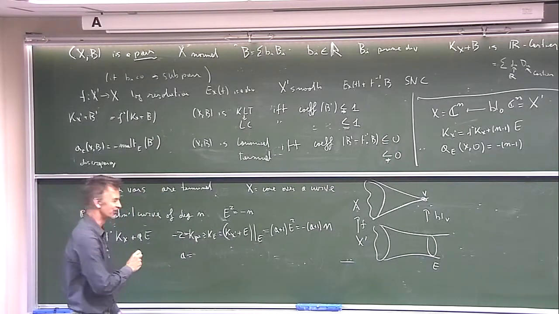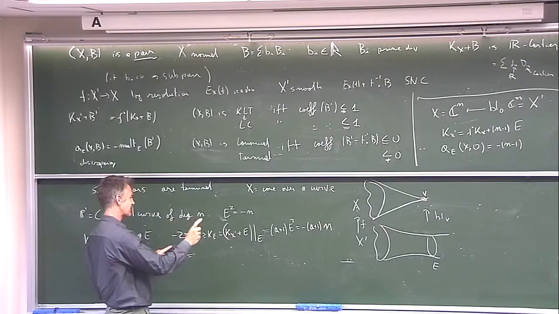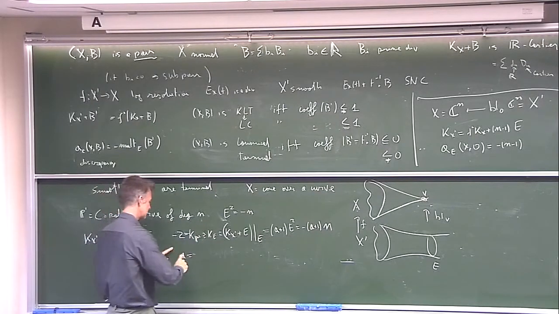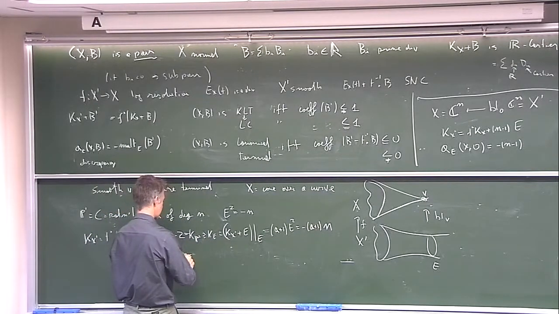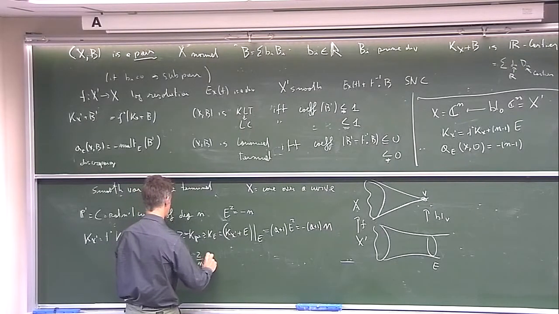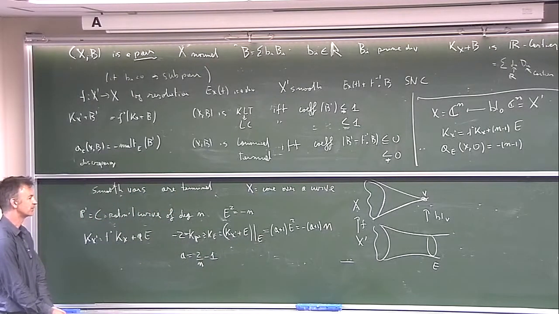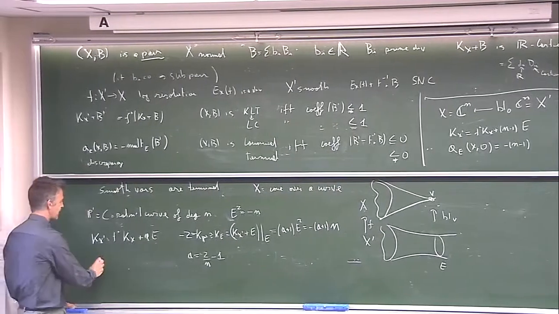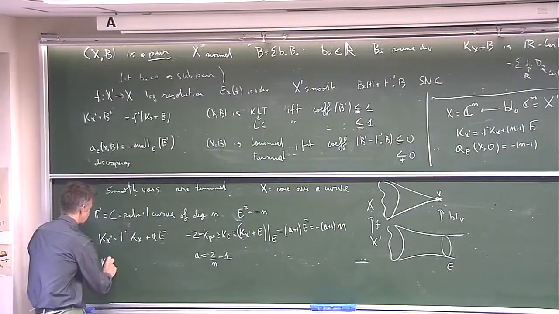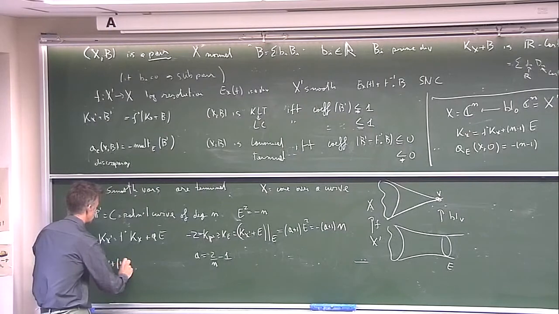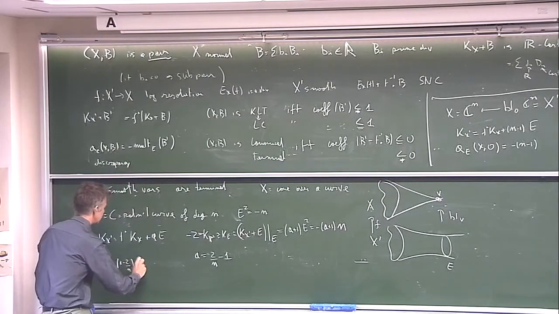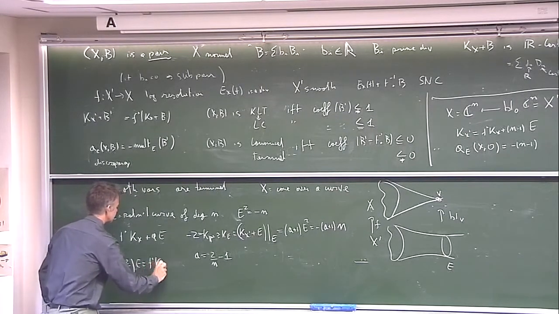Well, I did warn you, right? OK, so a plus 1 is 2 over n. So it looks like the discrepancy is minus 1 plus 2 over n. Please take a minute to check my computation. I think I got that right. So in other words, maybe the better way to write this equality is that K_X' plus (1 minus 2 over n) E is equal to the pullback of K_X.